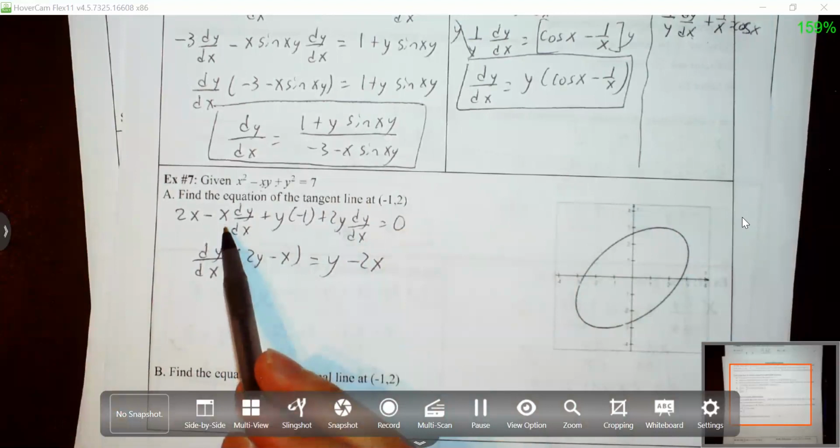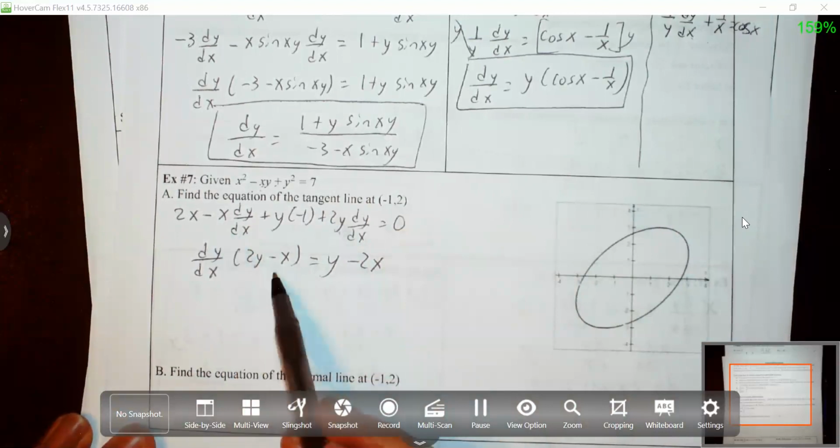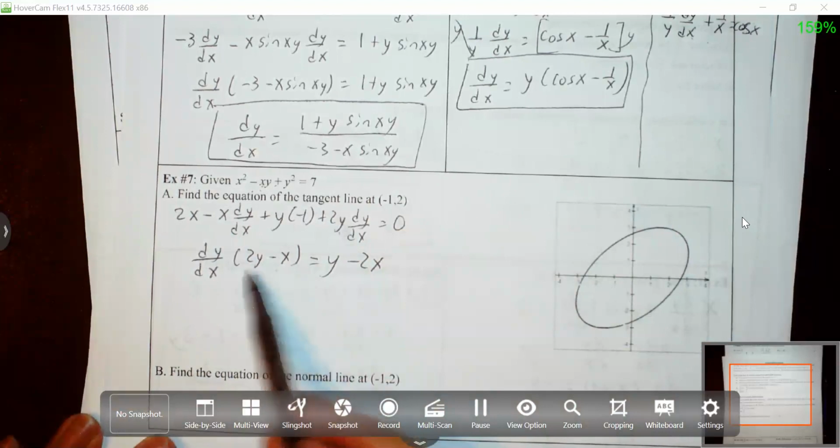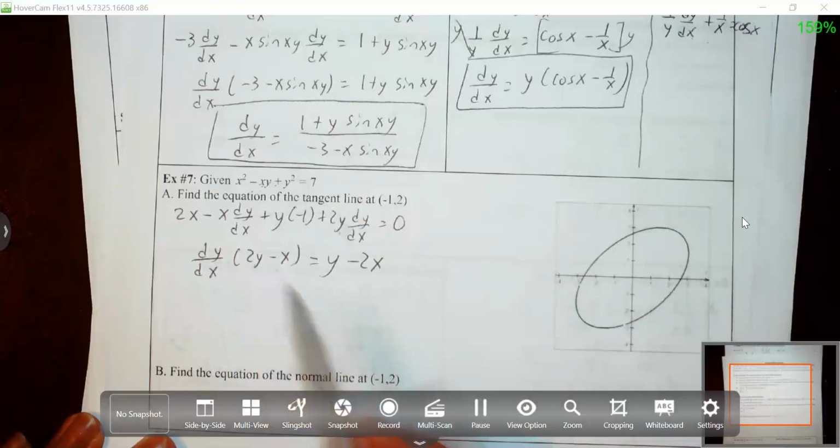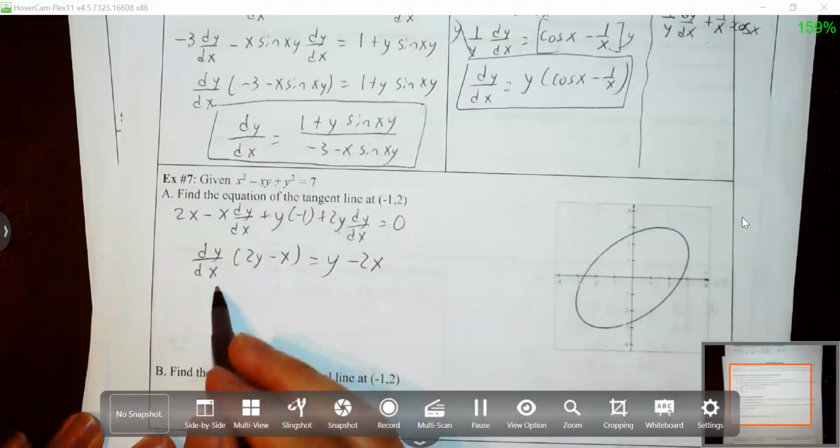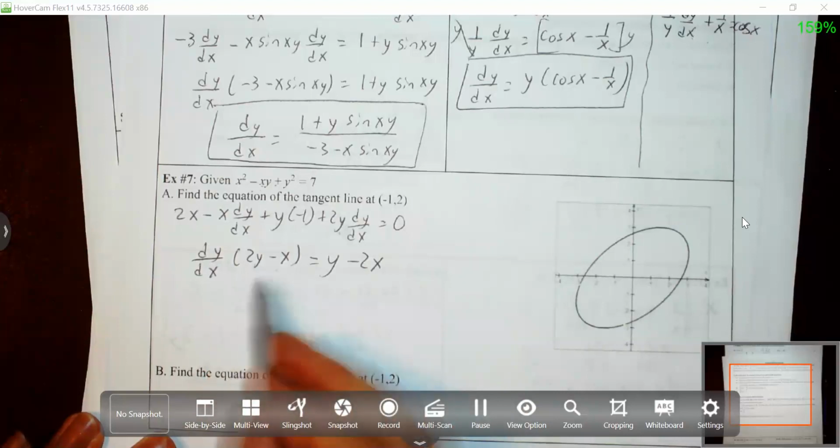There is really nothing wrong with putting minus x plus 2y. I won't mark you off for that. But I'm just showing you that in most problems, like if it's a multiple choice, they'll usually want to put the positive term first. Okay, so now if I was solving for dy dx, I just divide by 2y minus x.